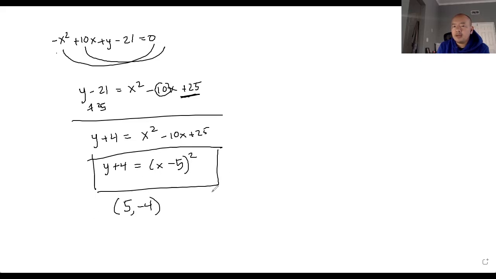Then how do we know what the focus is? Remember, we do the focus with this term. It's the term in front, which is 1. 1 is equal to 1 over 4p. And so you multiply by 4, so 4p is equal to 1. So you divide by 4, and p is equal to 1 over 4. And so let's graph this out.